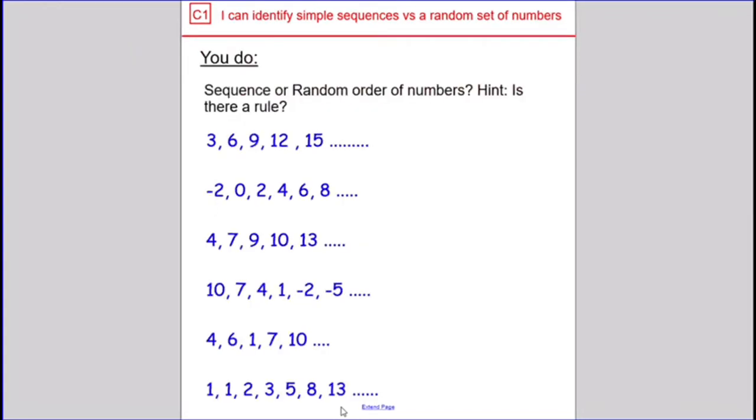Now that you understand what a sequence is, here are a set of questions for you to try. I want you to write down for each question whether it is a sequence or a random set of numbers. Have a think about also justifying your responses and use the hint to guide you if you are stuck. For the last question, it is an extension, but it's for you to start having a think about. Is it a sequence or not? And see if you can find the name that's given to it. Give yourself about 5 to 6 minutes to have a go and do pause the video here.